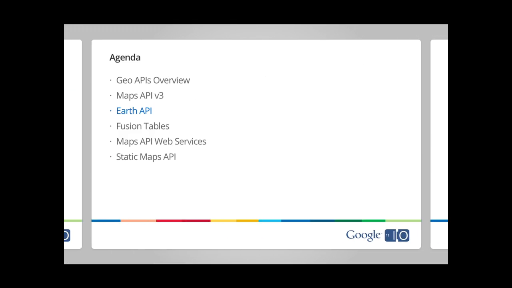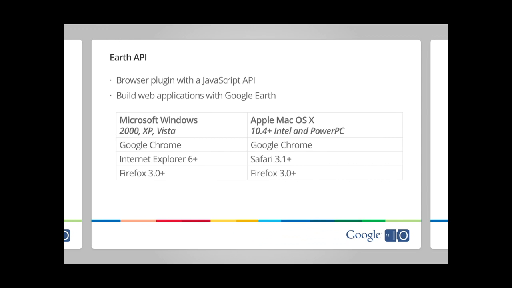Which leads me into a discussion about the Earth API. Again, the Earth API is a way for you to embed Earth in a web page and has a JavaScript API around it so that you can define the user experience and what content is displayed on top of it. It does require a browser plugin, the Earth plugin, which has support on both Windows and Mac. And what does this look like?